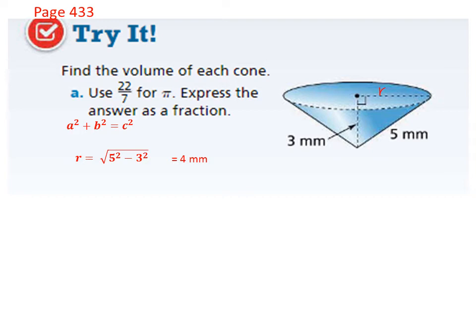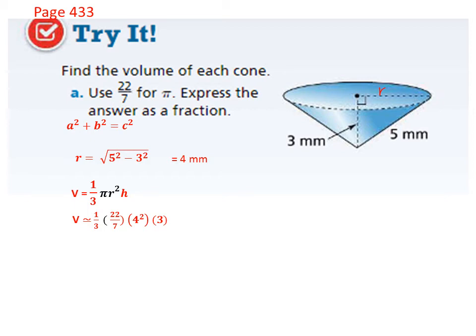Now we are ready to find the volume of this cone. Write down the formula. V equals 1/3 pi r squared H. Substitute now. And instead of pi, write 22/7. And r now is 4. H, the height is 3 millimeters. So V is about 1/3 times 22 over 7 times 4 squared times 3.